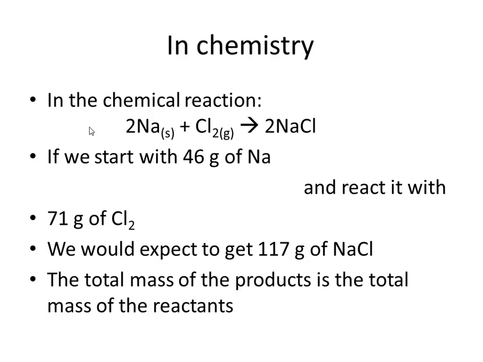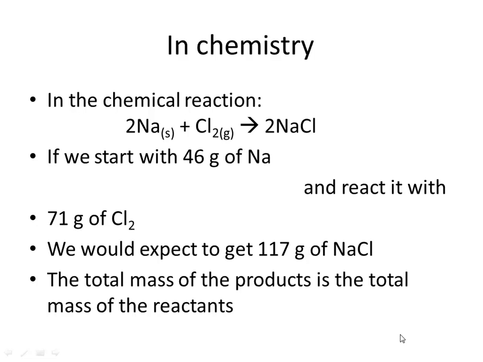Okay. Pay attention. So in a chemical reaction, we have two Na particles react with one Cl2 particle, and we form two NaCl. So if we start with 46 grams of sodium and we react it with 71 grams of chlorine, we would expect to get 117 grams of sodium chloride. The mass of the products is equal to the total mass of the reactants. Okay? So you guys want to copy this down? All of it? Yep.